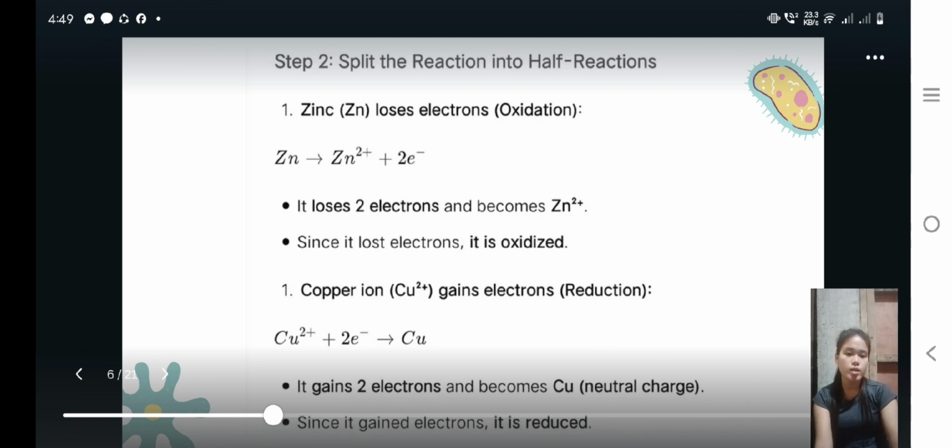So here, the zinc and copper reaction is pareha lang gihapon kanina, no? Mas presentable lang siya. So here, as you can see, step 2 is to split the reaction into half reactions. Zinc forms Zn2+. It loses 2 electrons and becomes Zn2+, and since it lost electrons, it is oxidized. And the copper ion gains electrons, which is reduction. It gains 2 electrons and becomes Cu with neutral charge. Since it gained electrons, it is reduced.